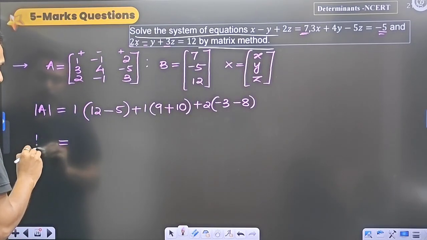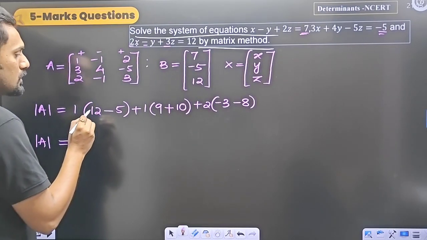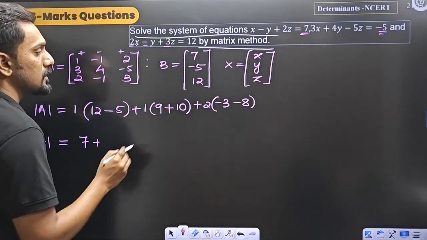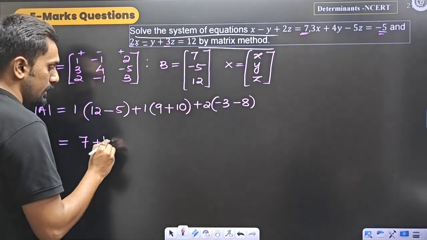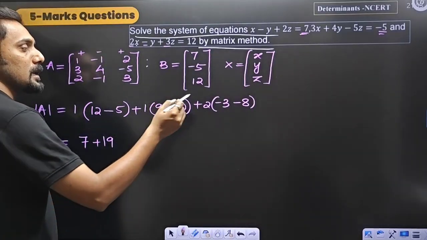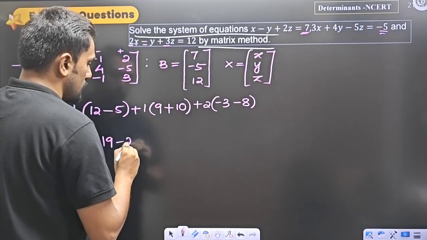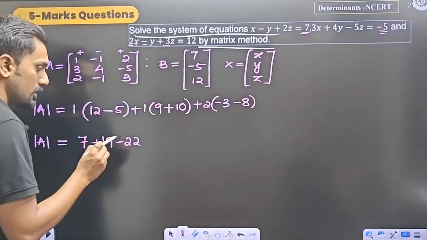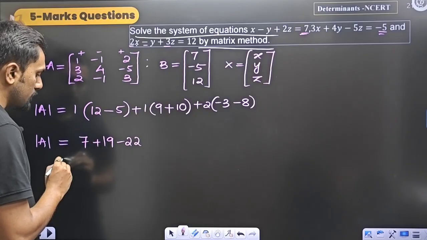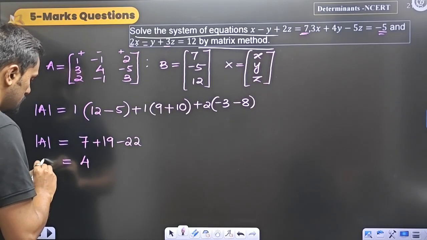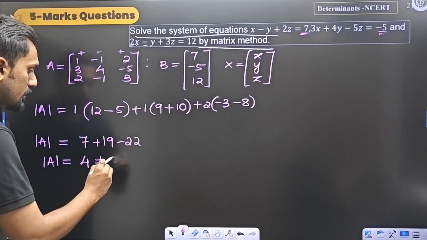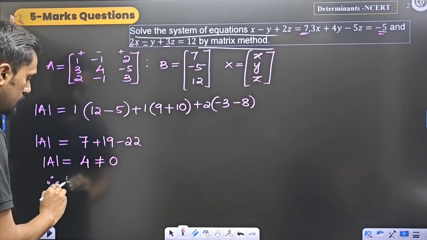So what is the value of det A then? Det A becomes equal to 12 minus 5 is 7, 7 into 1 is 7, plus 9 plus 10 will be 19, 19 into 1 is 19, then minus 3 minus 8 is minus 11, minus 11 into 2 is minus 22. So 19 minus 22 will be minus 3, 7 minus 3 will be equal to 4. So det A is equal to 4. From this we can say that det A is not equal to 0, therefore A inverse exists.